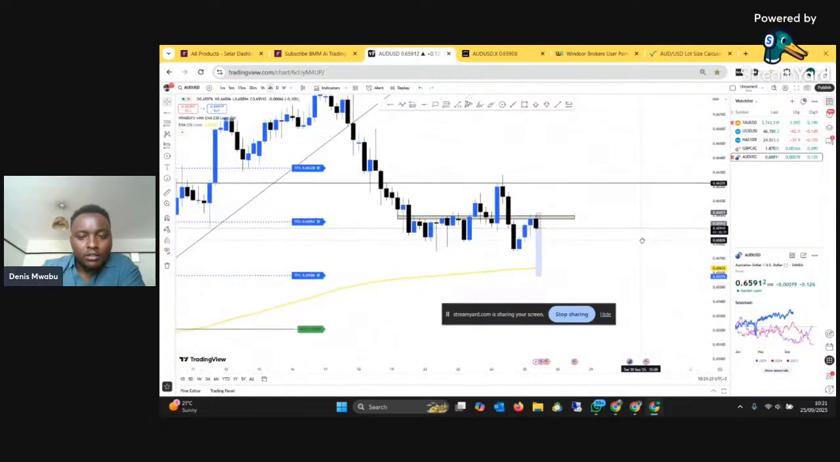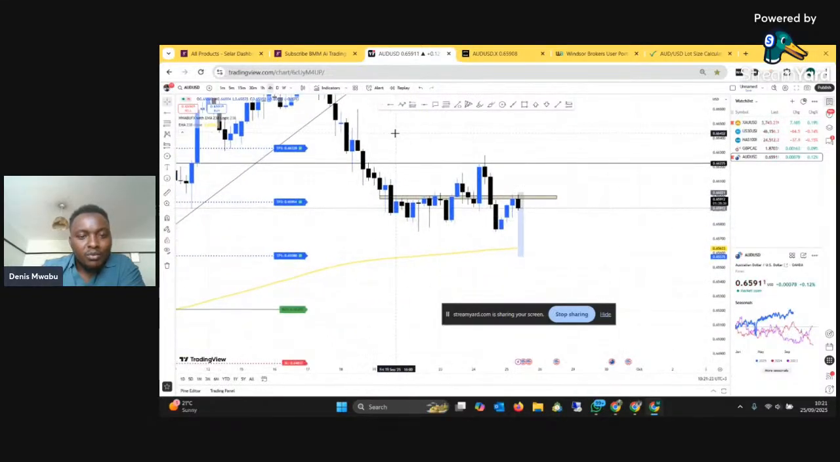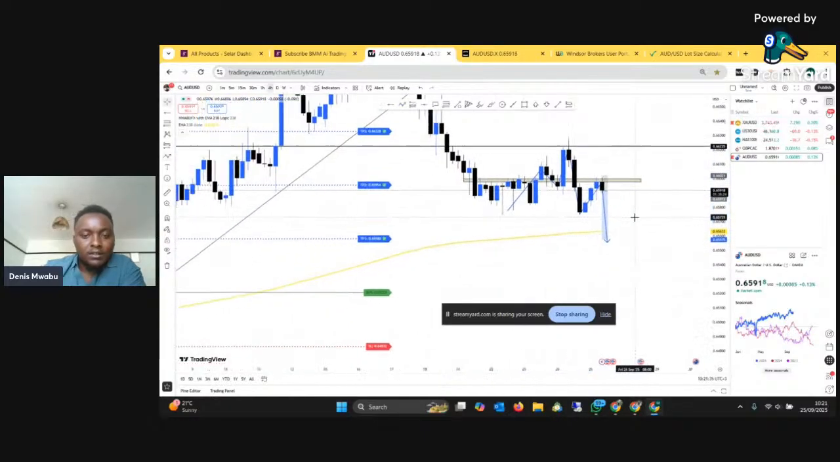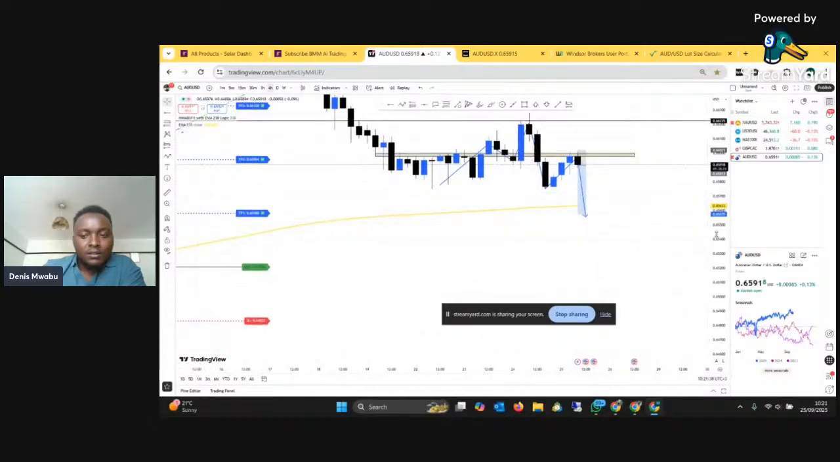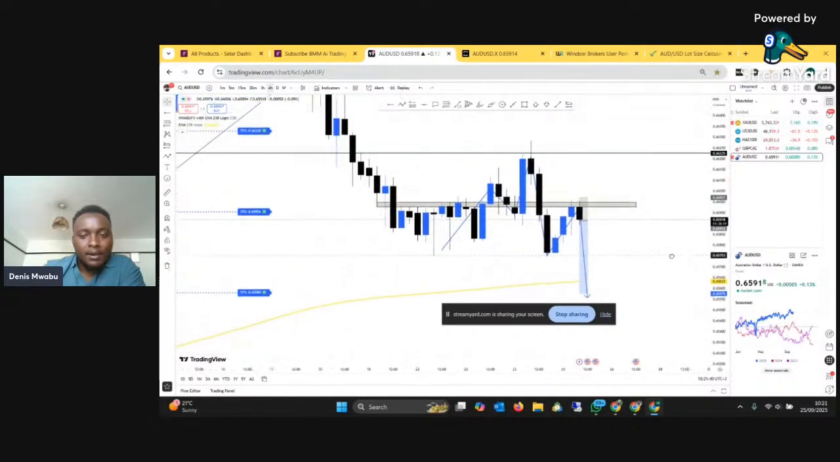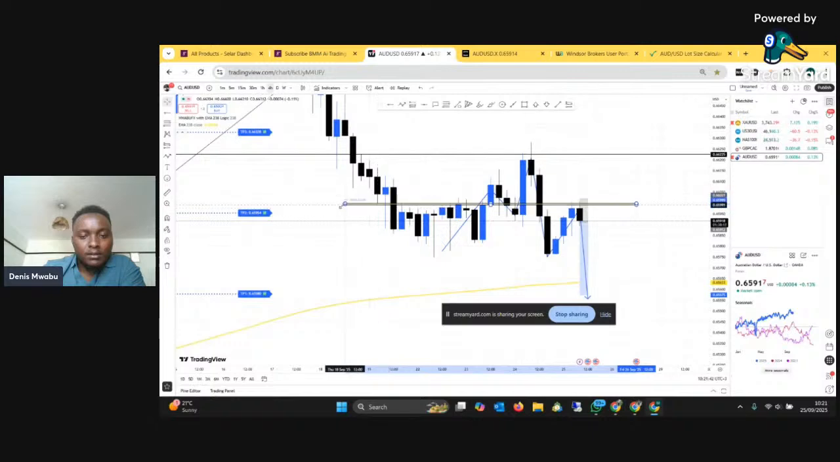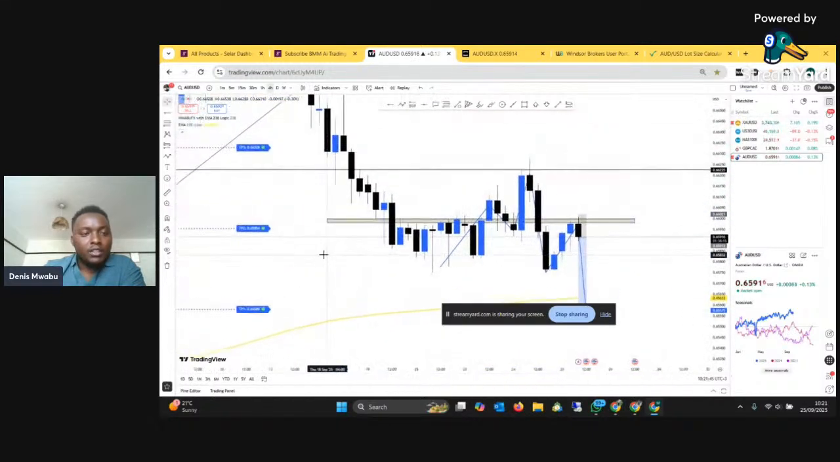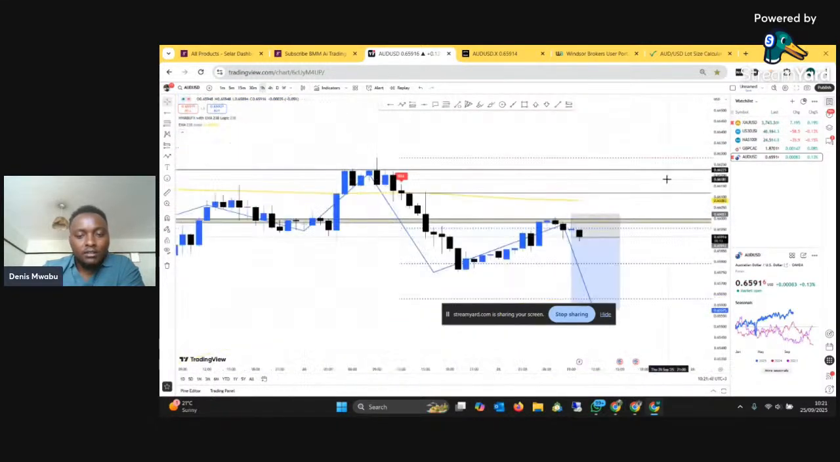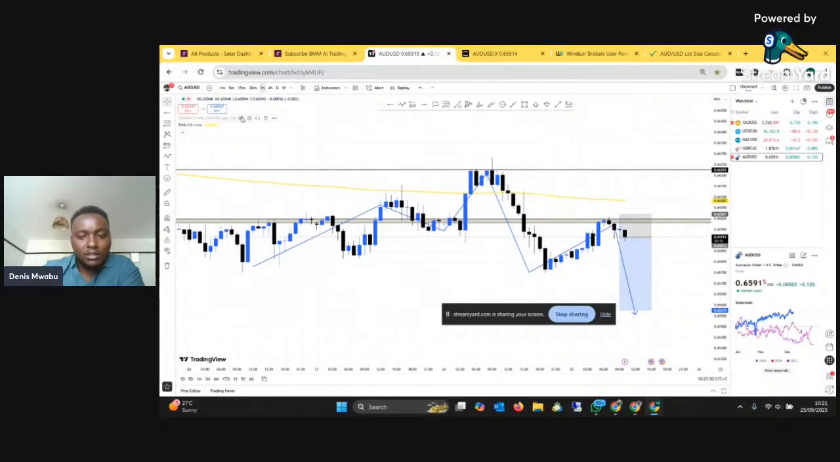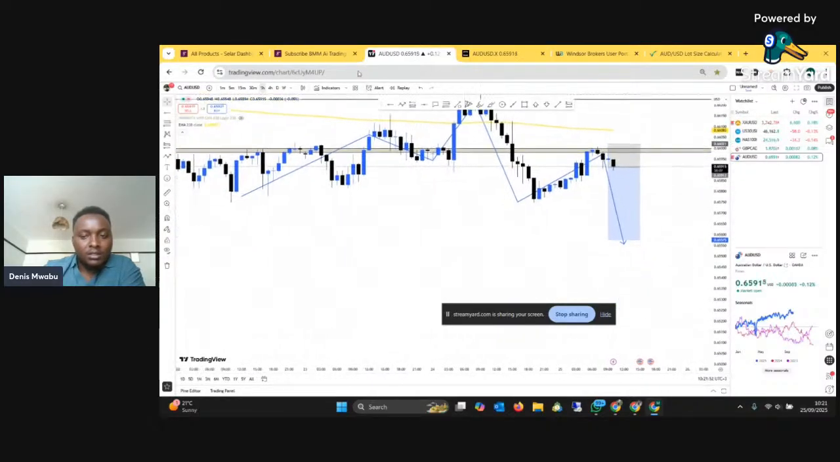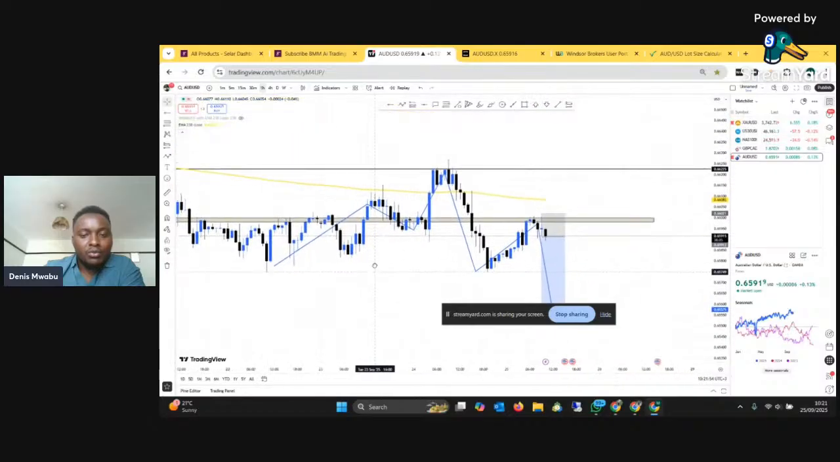Oh my goodness. This will be a very good trade, to be honest. I'm telling you, if it hits our stop loss, we just call the market the market. But this should be a very good trade.